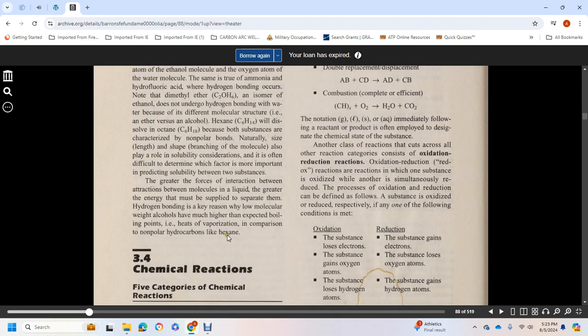Solubility between two substances: the greater the force of attraction between the molecules of a liquid, the greater the energy that must be supplied to separate them. Hydrogen bonds are the key reason for this. Low molecular weight alcohols have higher than expected boiling points and heats of vaporization in comparison with a nonpolar hydrocarbon like hexane.